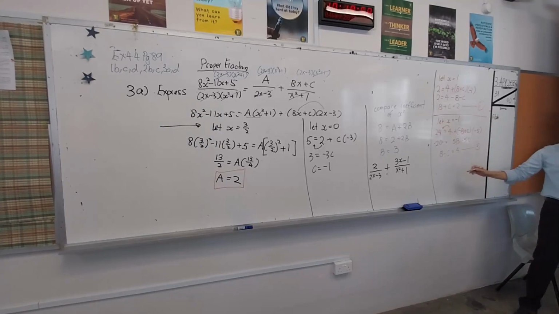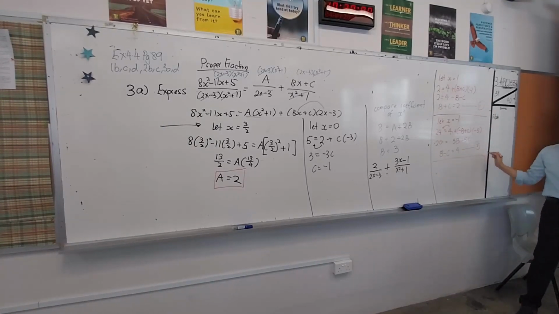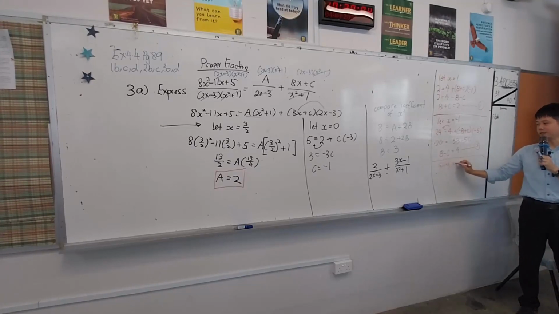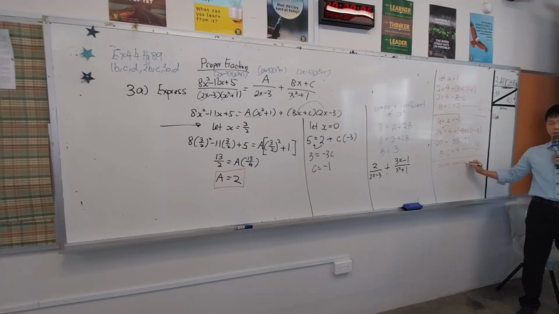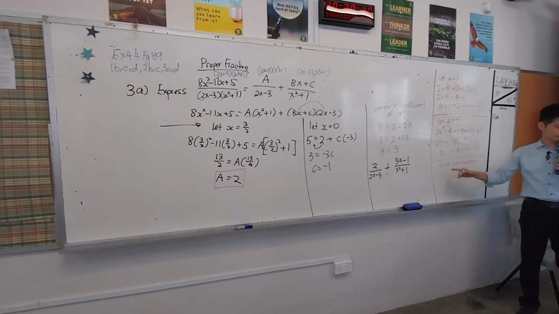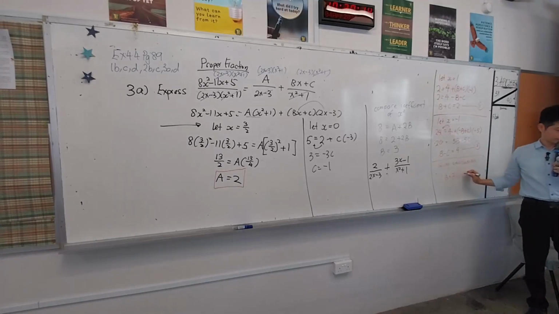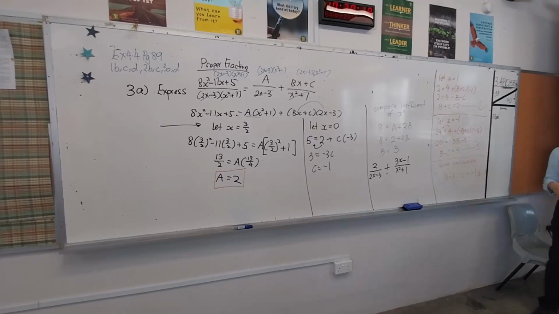Now what do I do with equation 1 and equation 2? I'll solve simultaneously, which I will not show here, because I think the video is long enough already. So solving simultaneously, I will have B is 3, C is negative 1. And we are done.